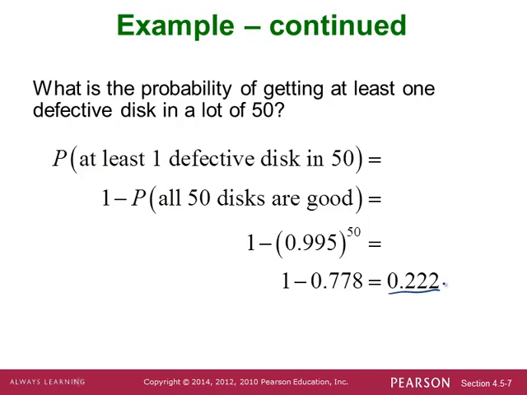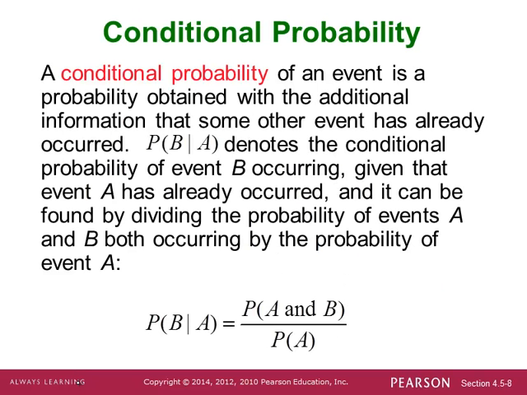So what we conclude is that if we randomly sample 50 DVDs from the assembly line, the probability of there being at least one of those disks being defective is about 0.222. About a 22.2% chance at least one of those disks out of 50 will be defective. Okay? So that's an example of using the at least once rule that uses the complement rule.